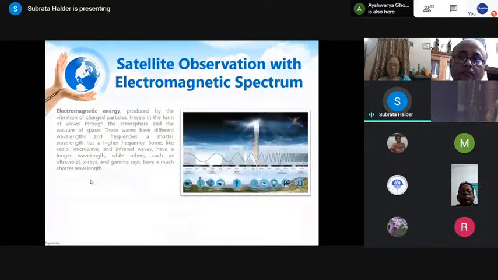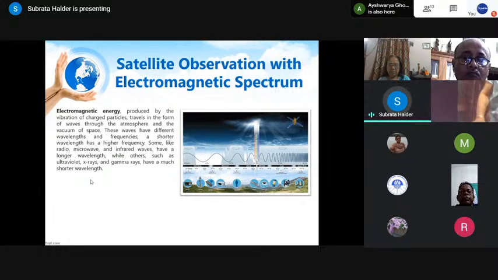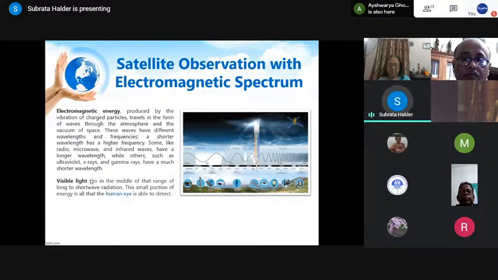Satellite observation with the electromagnetic spectrum. Electromagnetic energy produced by the vibration of charged particles travels in the form of waves through the atmosphere and the vacuum of space. These waves have different wavelengths and frequencies. A shorter wavelength has a higher frequency. Radio, microwave and infrared waves have a longer wavelength, while ultraviolet, X-ray and gamma rays have a much shorter wavelength. Visible light sits in the middle of that range. This is a small portion of the energy, and all the human eye is able to detect.